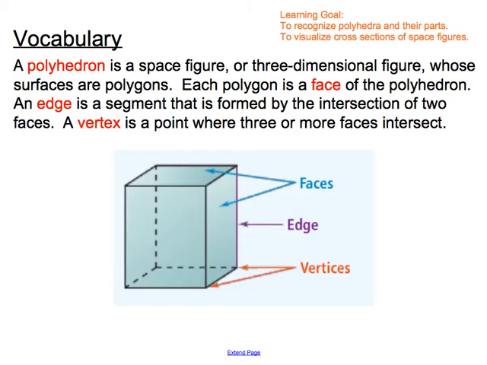First, we need some vocabulary. A polyhedron is a space figure or three-dimensional figure whose surfaces are all polygons. Each polygon is called a face of the polyhedron. The edges of the polyhedron are segments that are formed by the intersection of two faces. Much like a two-dimensional object, a vertex of a polyhedron is a point where three or more faces intersect.